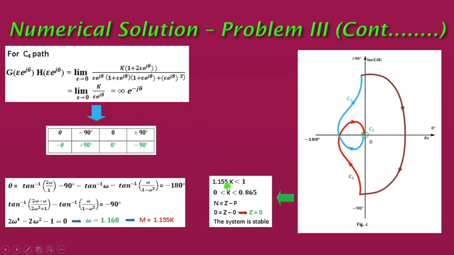If we consider this magnitude less than 1, that means the minus 1 plus j0 point is outside of this encirclement, then the range of K is greater than 0 and less than 0.865. So there is no encirclement, so N equals 0, and there is no right-hand side open loop pole, so P equals 0. So Z equals 0. So this is a stable system. This is the range of K for a stable system.